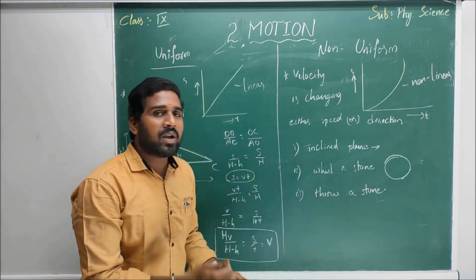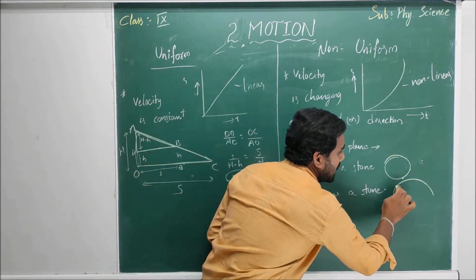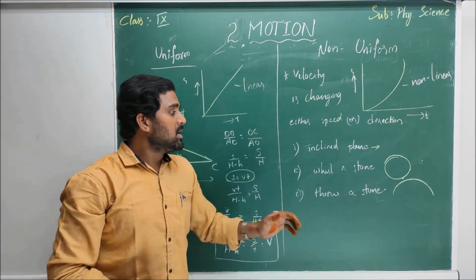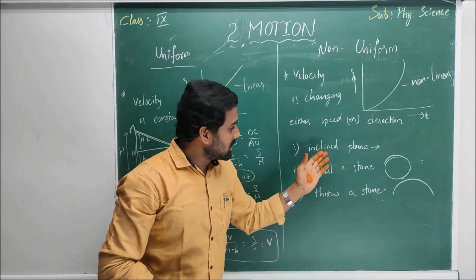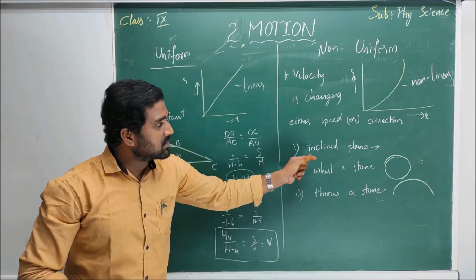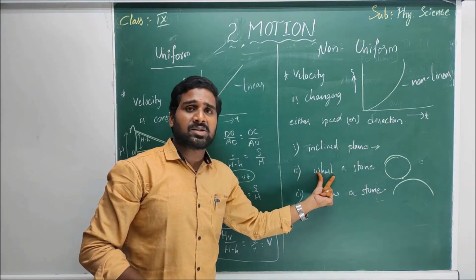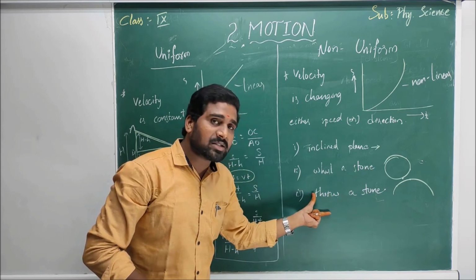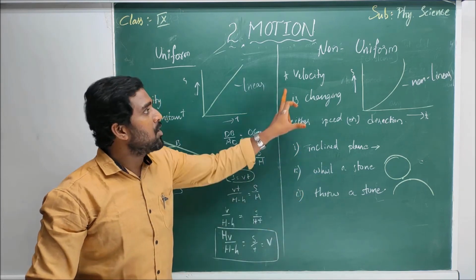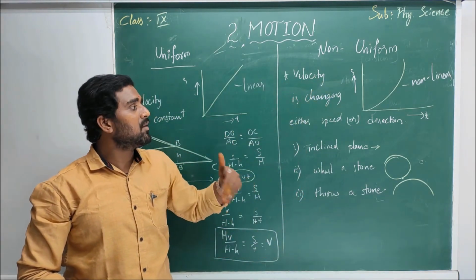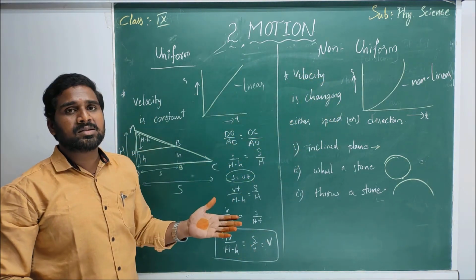In the third example, when we throw a stone into the air, the path is a parabola. At every point it changes its speed and its direction also. So by the 3 examples: in the first, direction is constant but speed is changing. In the second, speed is constant but direction is changing. In the third, both speed and direction are changing. So in these 3 examples, velocity is not constant. Where the velocity is changing, that type of motion is called non-uniform motion. We can discuss this in the next class.